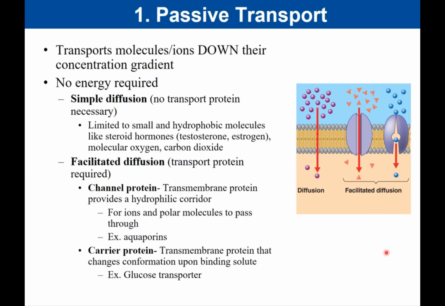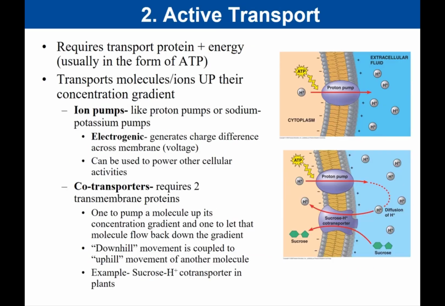They don't require energy. This is in contrast to active transport. In active transport, it requires both a transport protein to help move that molecule or ion, plus it requires energy. And that energy that's required is usually in the form of ATP. And this type of transport is used to transport molecules or ions up the concentration gradient.